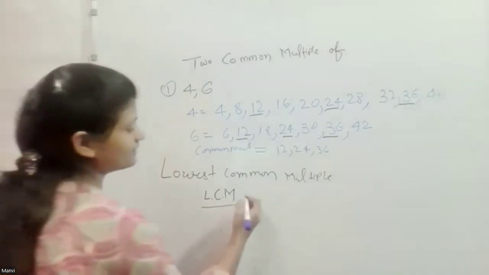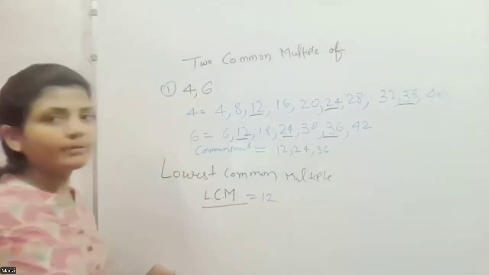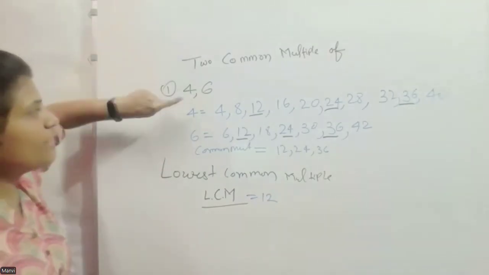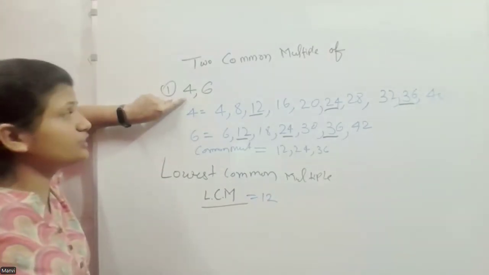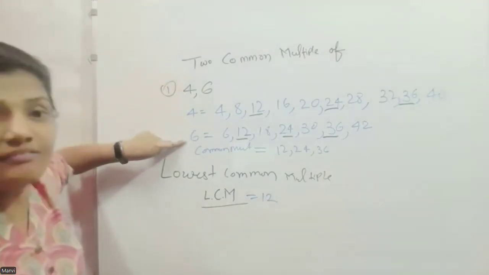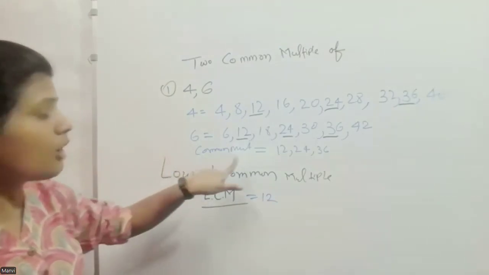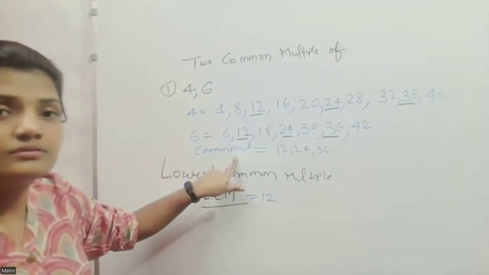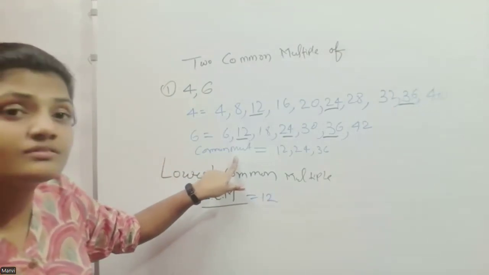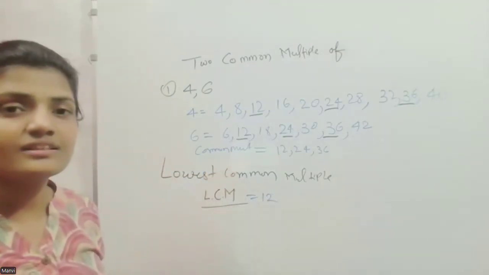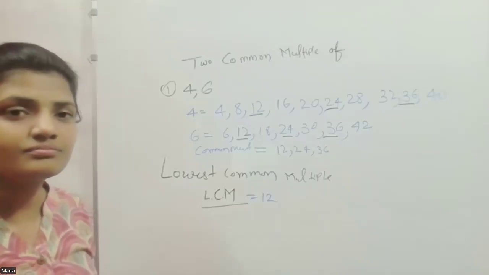Yeah, it's 12. Because we need to do a similar thing here. First we need to find the multiples of 4, then the multiples of 6. After that you need to find the common multiples, and then you have to find the smallest common multiple.